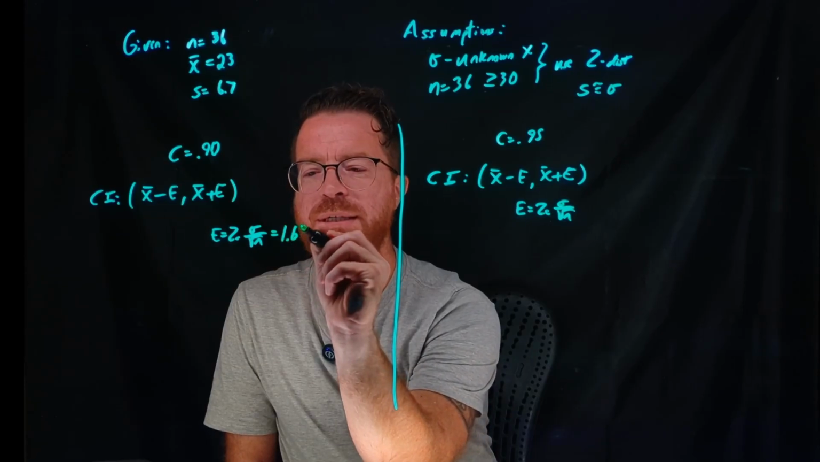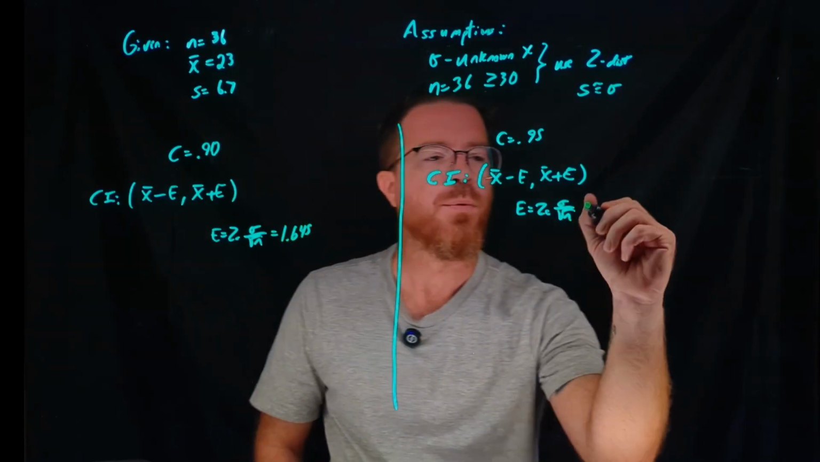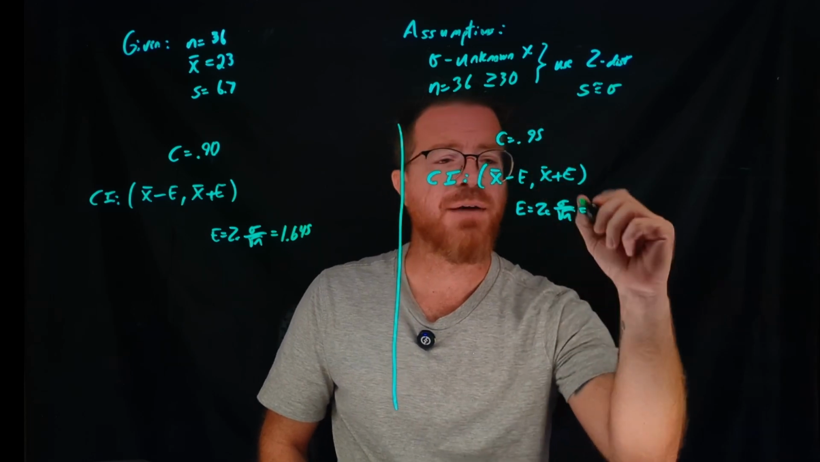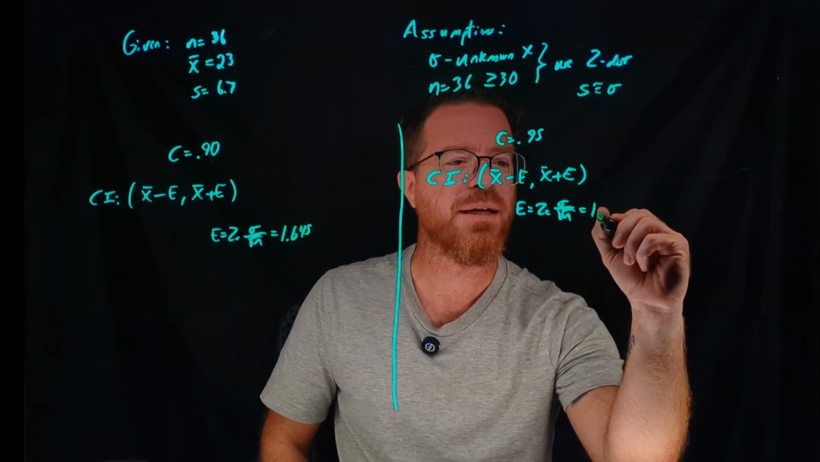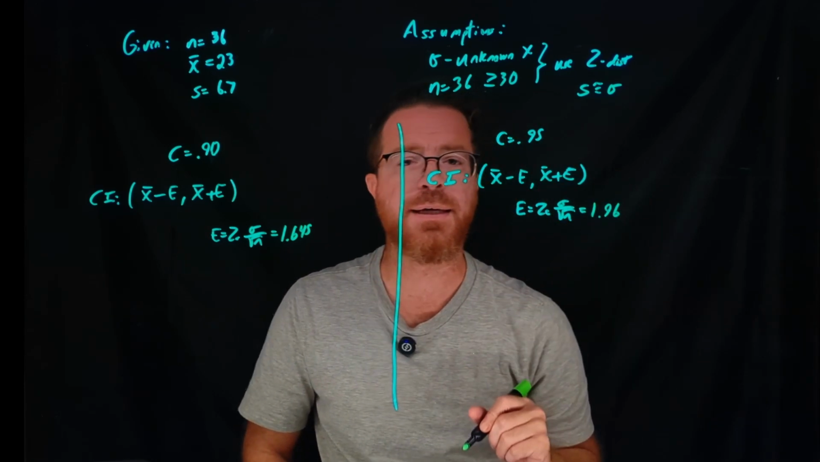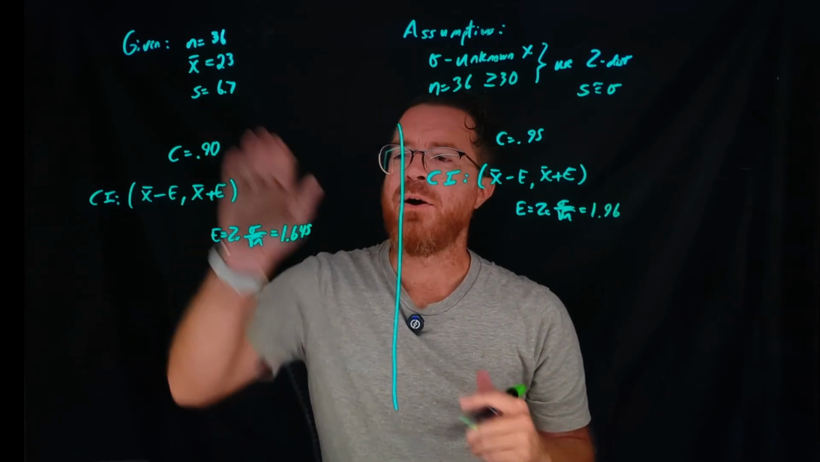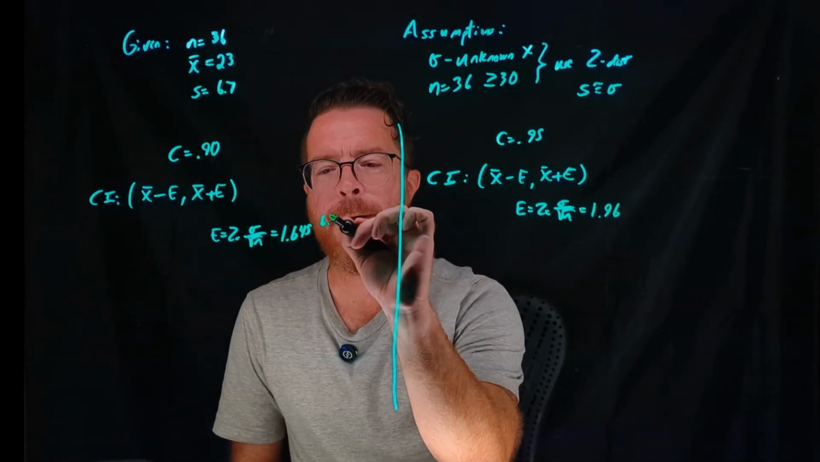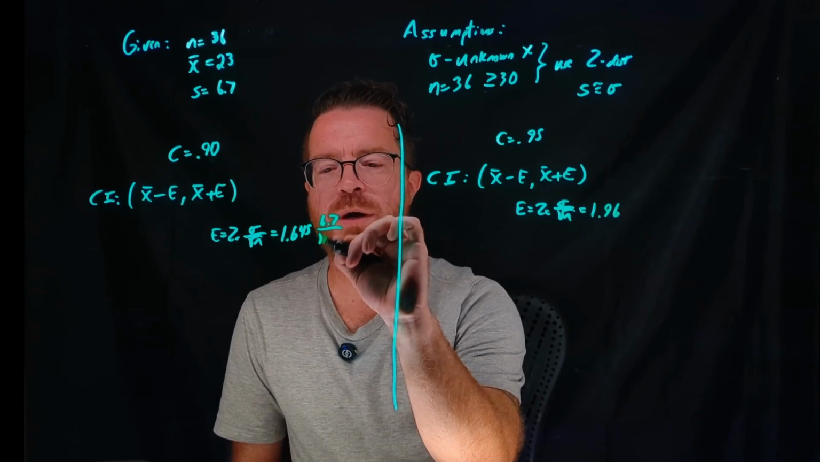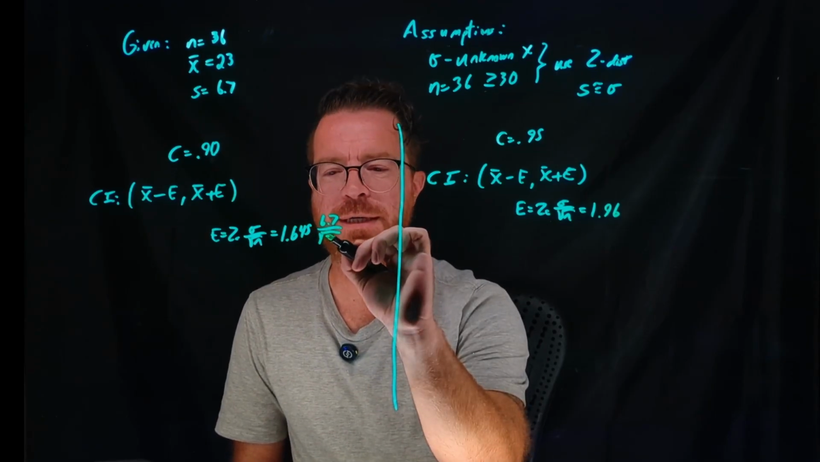So when we have a confidence level of 0.9, our Z critical is going to be equal to 1.645. When we have a confidence level 0.95, just like the last problem, we will have a Z value of 1.96. And then we just plug in our S, 6.7, divided by the square root of our N, which is 36.